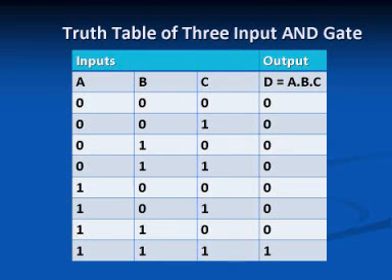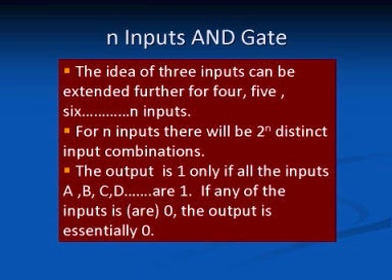Thus, in the truth table for the 3-input AND gate, the characteristic feature of the AND gate, that is, the output is 1 only when all the 3 inputs are 1, is clearly visible. Likewise, the idea of 3 inputs can be extended further to 4, 5, 6 till n inputs. Clearly, the output is 1 only when all the inputs A, B, C, D, etc. are 1. If any of the inputs is 0, the output is essentially 0.